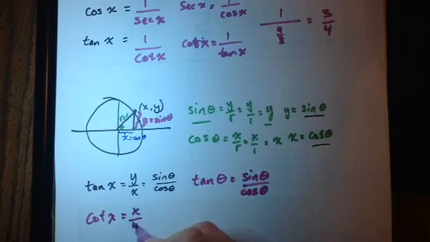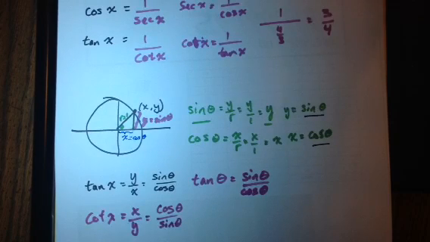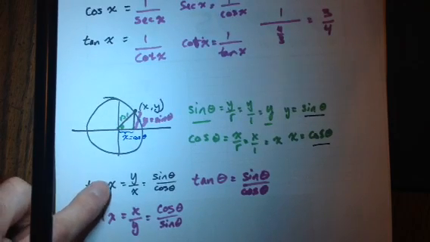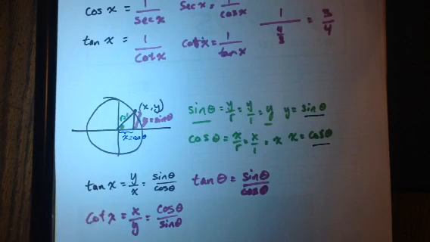So if that's true for tangent, then you'll remember cotangent is equal to x over y. So we can think of that as cosine theta over sine theta. Quick side note, I'm a little sloppy with my variables. You could probably think of this as theta instead of x here.